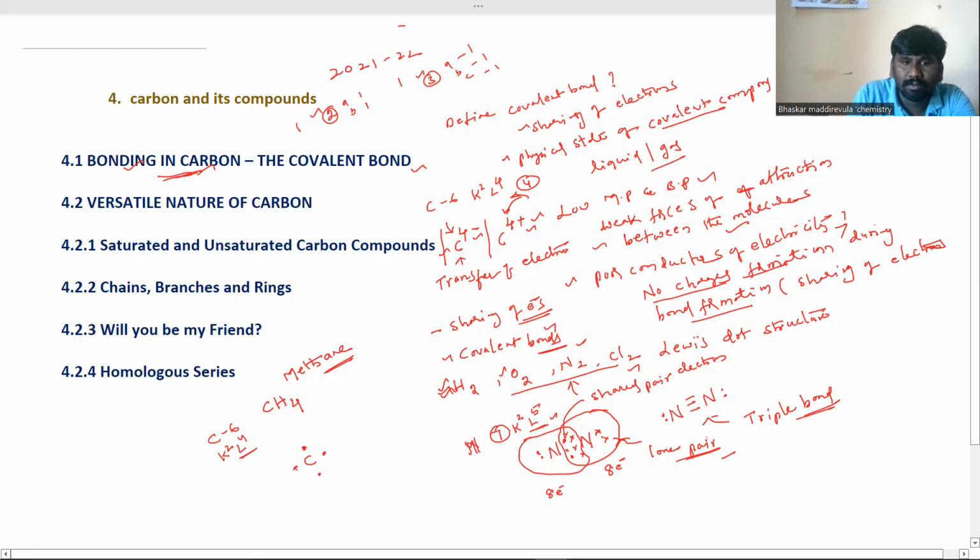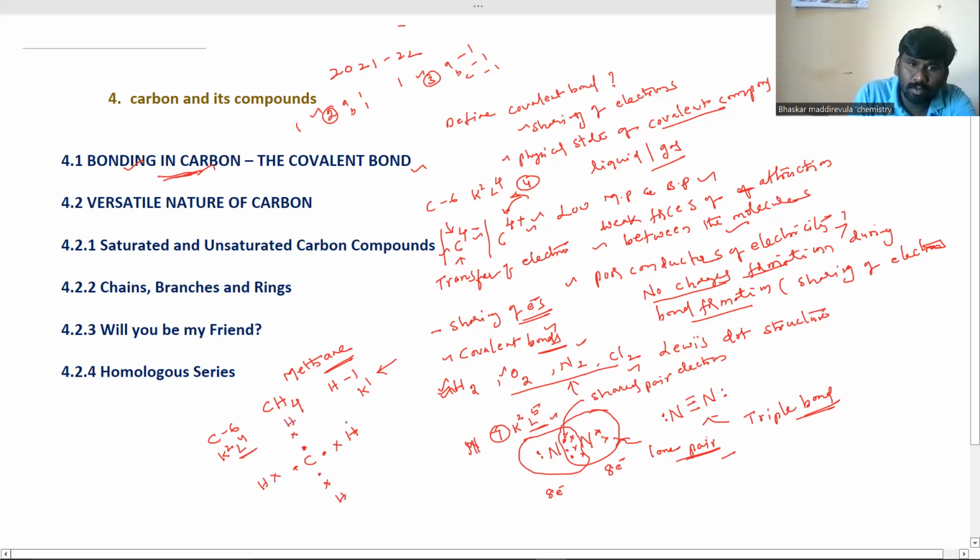And you see hydrogen, atomic number 1. So it has 1 electron. It requires 1 more electron to get the helium configuration. And carbon requires 4 more electrons to get the octet configuration. That's why carbon shares 1 electron each with 4 hydrogens, like this.